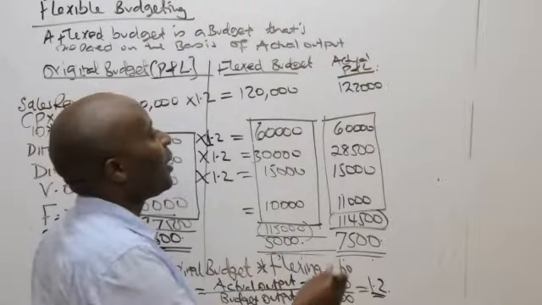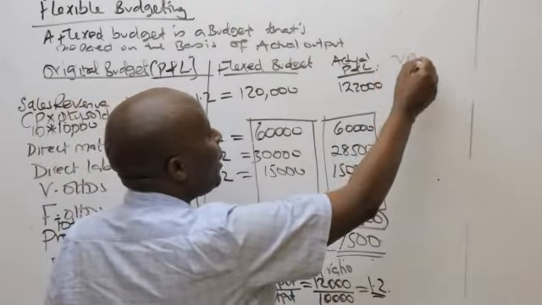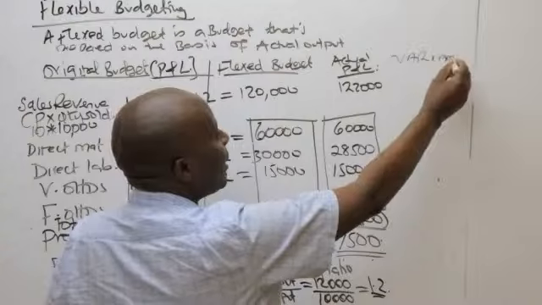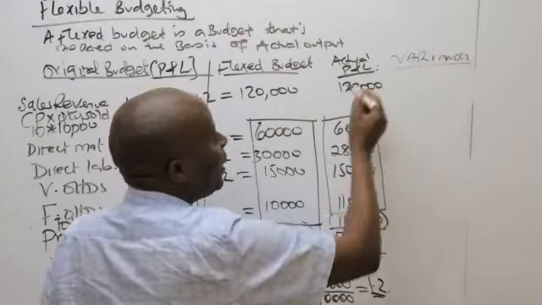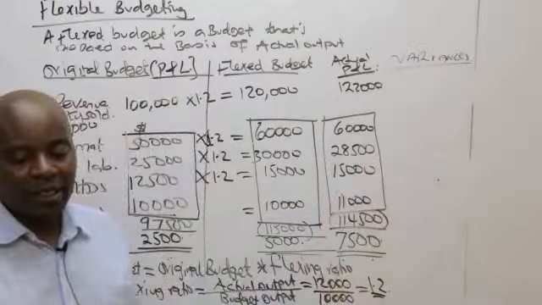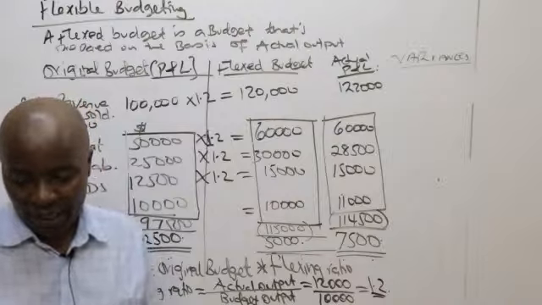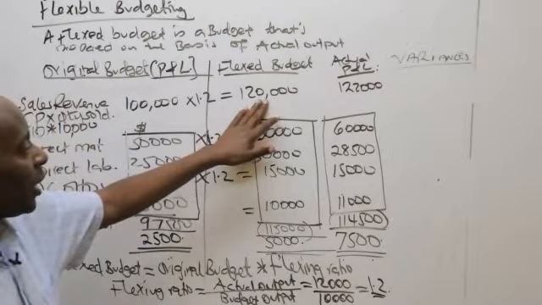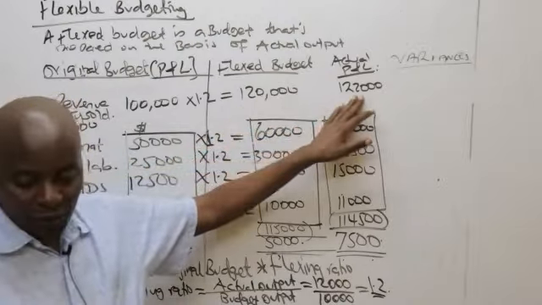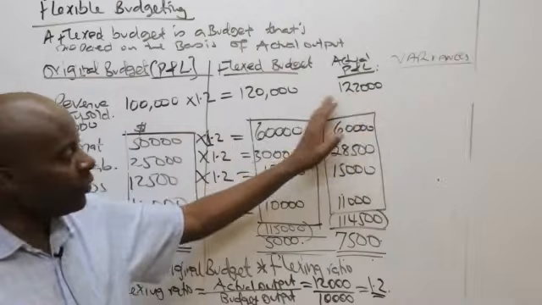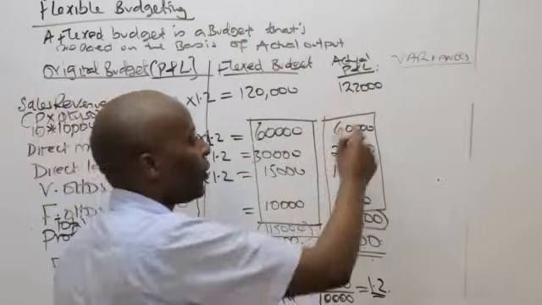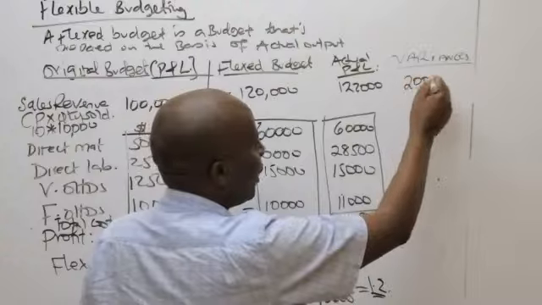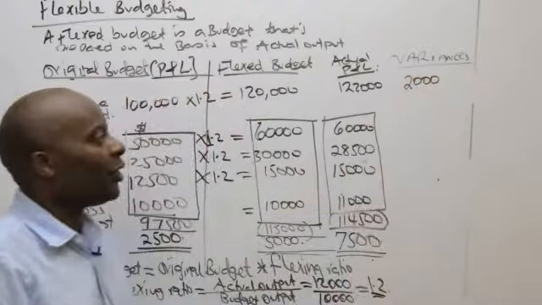So come and create a column here of what? Variances. Basically variances are what here? These are differences. Differences we are subtracting normally. So you take 120,000 minus 122,000. So what is the difference here? The difference that I have here is 2,000. But now you need to tell me, 2,000, is it adverse or favorable?